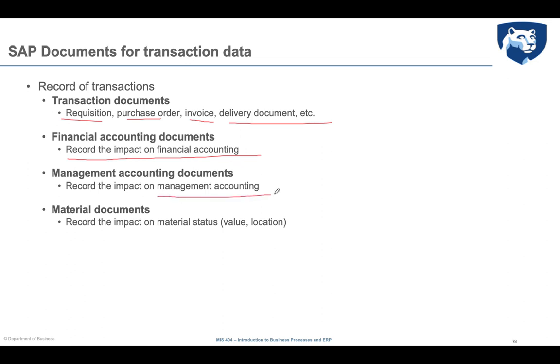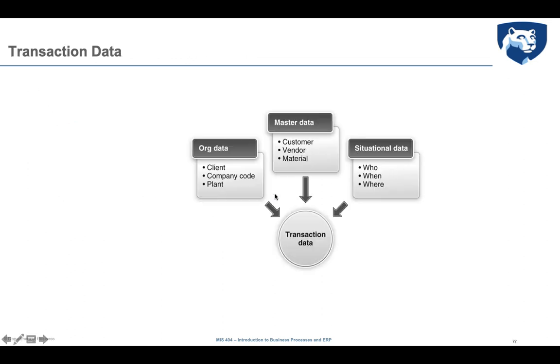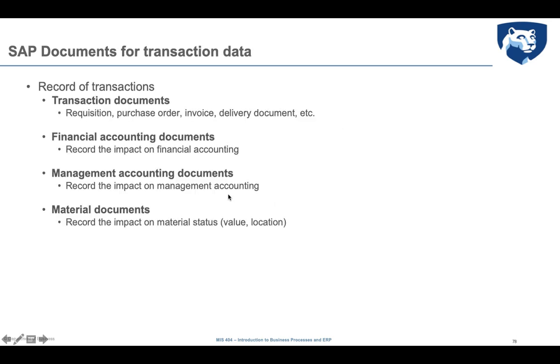All the management accounting documents, like for example, a report about the cost of producing a new product, generate transaction data because it's a management accounting document, as well as, let's say, some material documents, like if you want to know where a material is located and in which quantity, and you require a report about the value and the location of a material, this report is a document generated by the process related to material reporting, and this generates transaction data recorded in SAP.